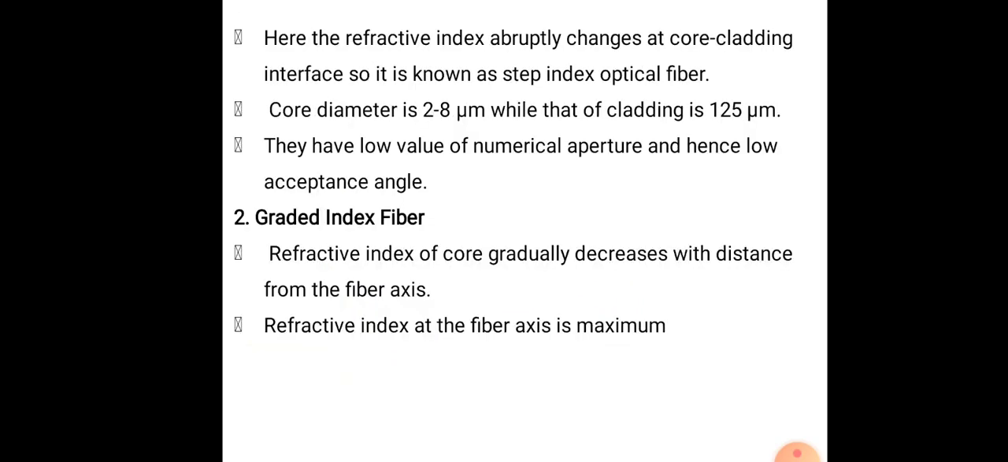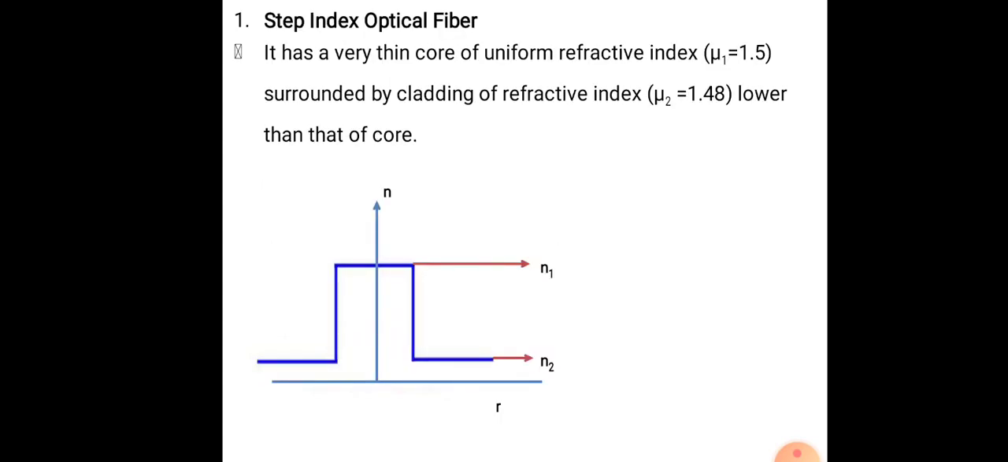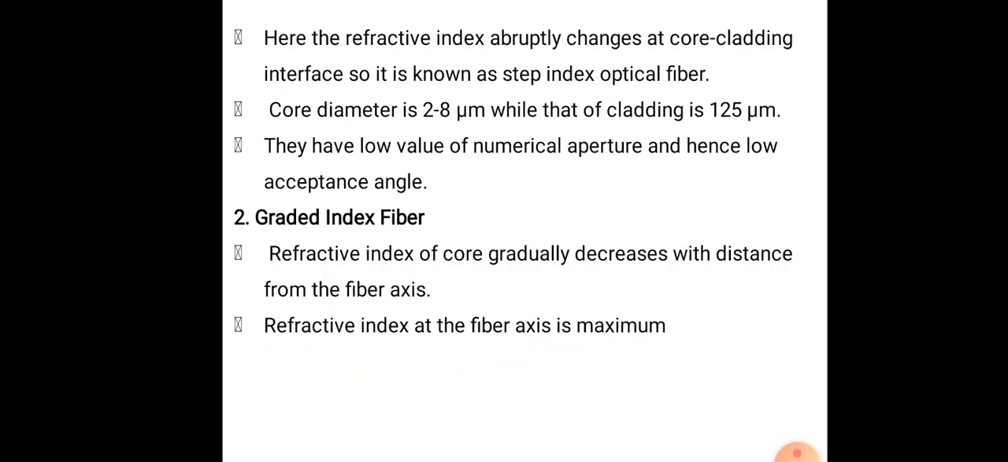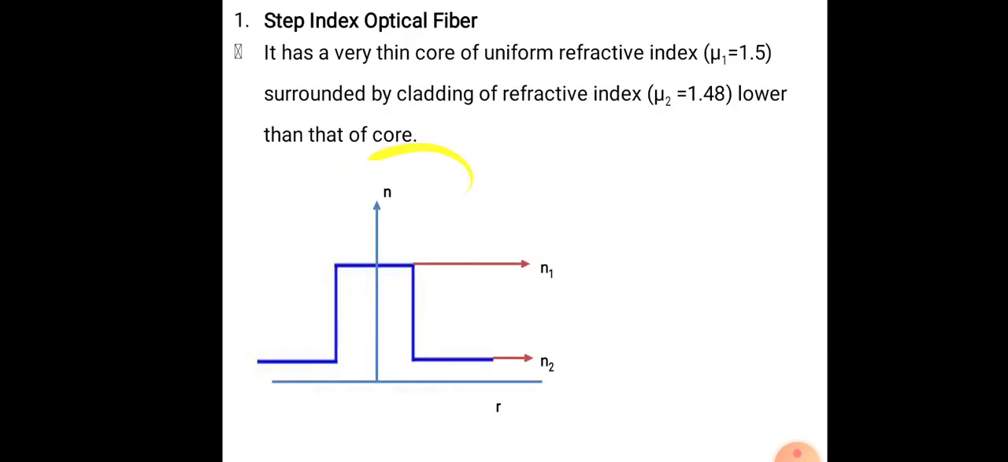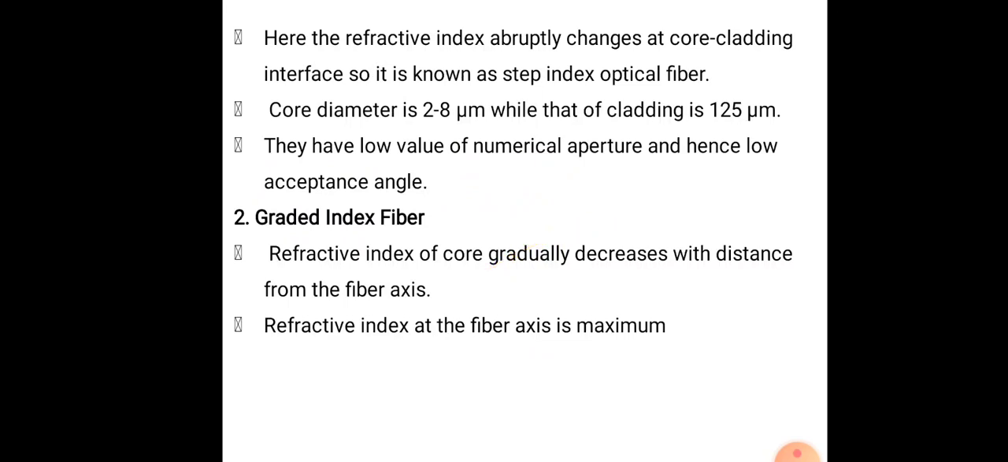Now, in this type of fiber the core diameter is around 2 to 8 micron and the cladding diameter is about 125 micron. One more thing, they have a low value of numerical aperture and hence low acceptance angle. Now, about numerical aperture and acceptance angle we will discuss in the next video.